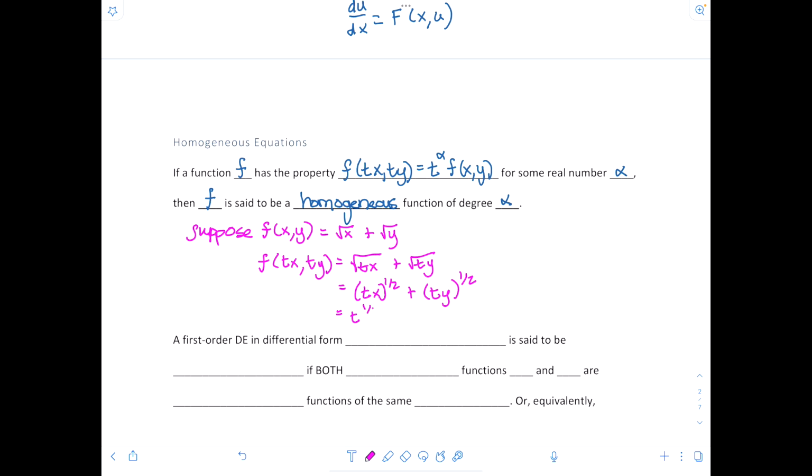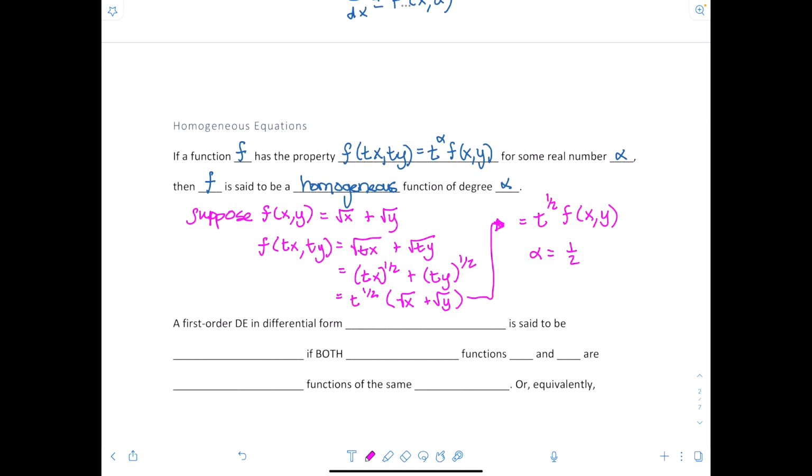Factoring out a t to the 1/2, we would have root x plus root y remaining. And then continuing, what is that equal to? t to the 1/2 times f at x and y. Pretty cool, huh? So alpha in this case would be equal to 1/2. Sorry, I was ahead of myself. This would be t to the 1/2 times this function of x and y. So we would have alpha is 1/2 in this case, and we would have a homogeneous function.